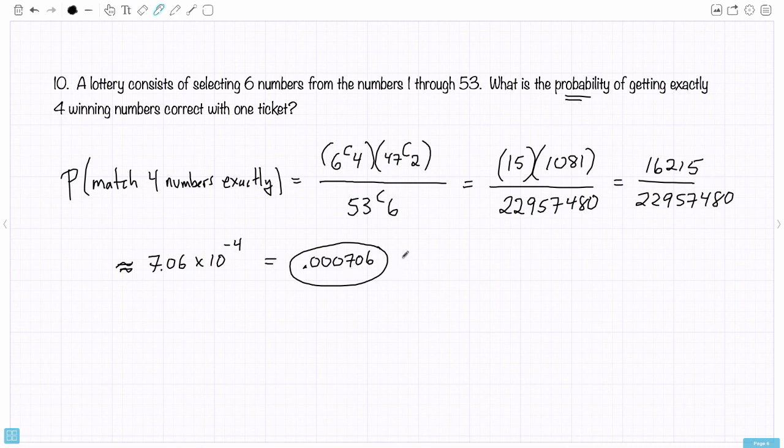And we could write that as a percentage also. As a percentage, I'll move the decimal over 2 places: 0.0706%. So almost a tenth of a percent, roughly 7/100ths of a percent, is the probability of getting 4 numbers right.